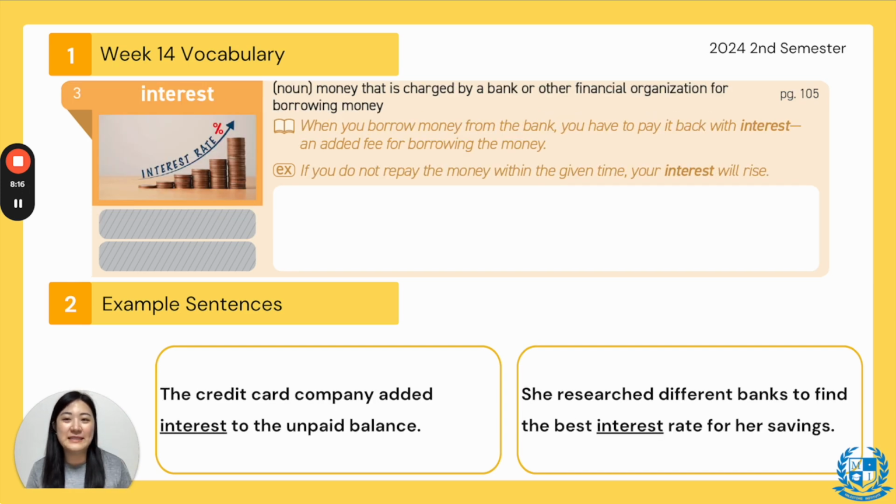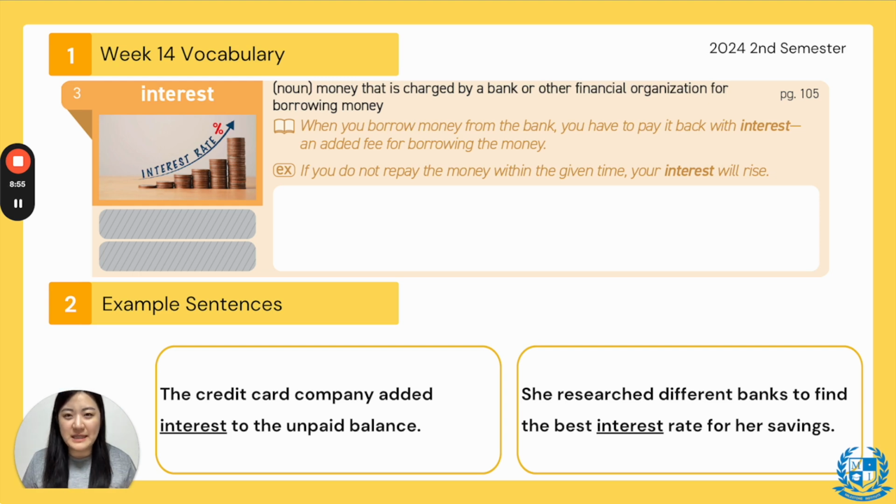Number 3, everyone say interest. Interest. And this doesn't mean like, oh, I'm interested in books and dogs. This interest is something different, so pay close attention. It's a noun and it means money that is charged by a bank or other financial organization for borrowing money. For example, if I borrow money from someone and I have to pay it back, I don't just pay back how much I owed, but I have to add interest. So it's a percentage of how much I borrowed and I have to pay on top of that.